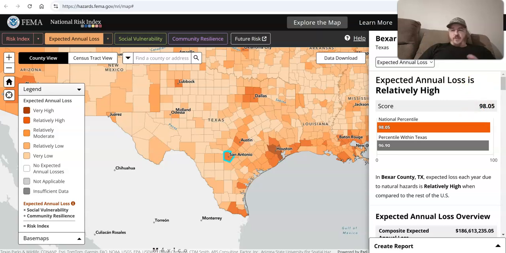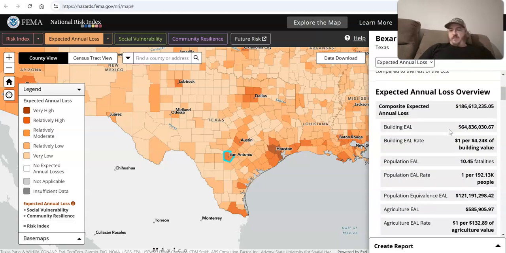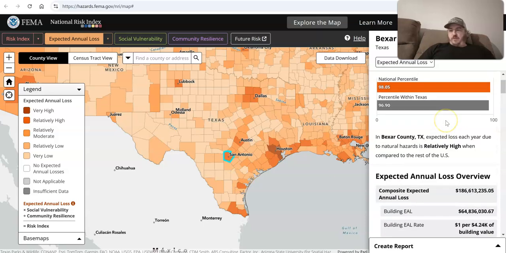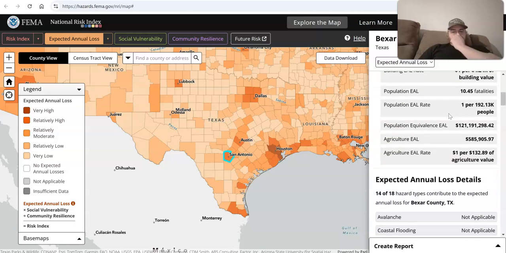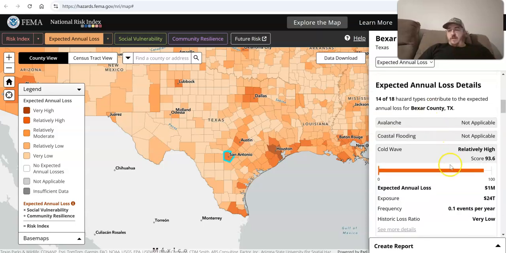And so what you actually have to do if you want to understand your different risks is look into this information on the side, and it breaks down the different things.